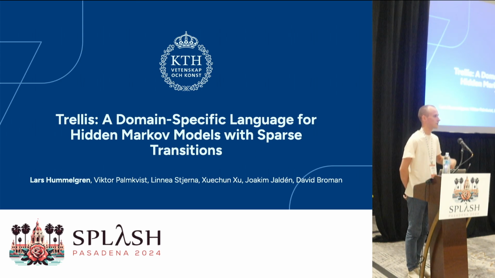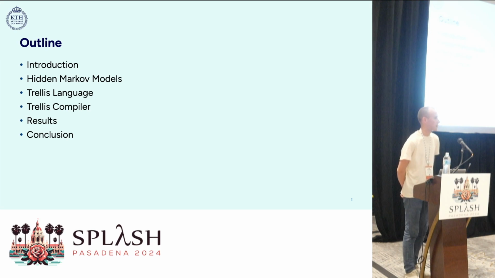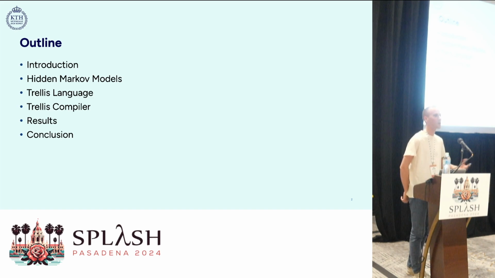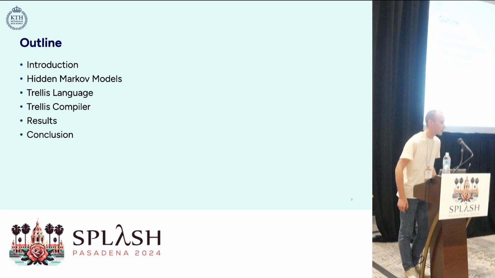I will start this talk by giving an outline of what I plan to talk about today. So I will start off with an introduction where I give you an idea of why this is useful and what exactly we're doing that others have not done before. Then I'll talk about hidden Markov models and give you an idea of why they're useful and why sparsity is relevant here. Then we will look at the Trellis language, so how we design the language to make use of the sparsity. And then we look at the compiler side of things and how we actually generate efficient GPU code from this. Then we will look at some execution time results, and finally I'll give some concluding words.